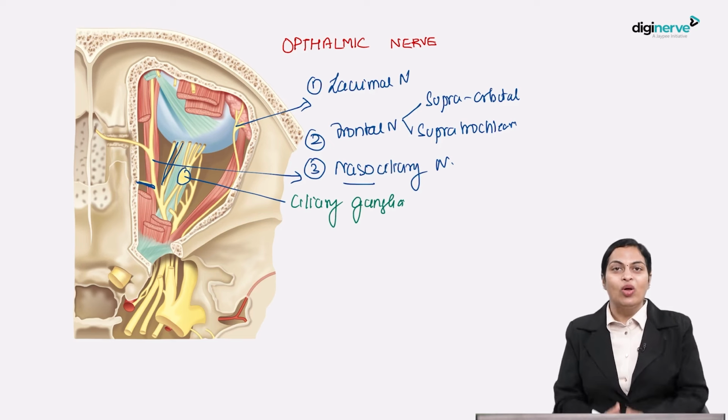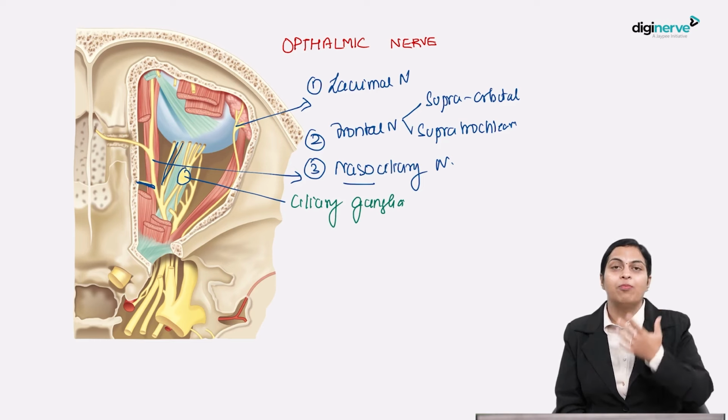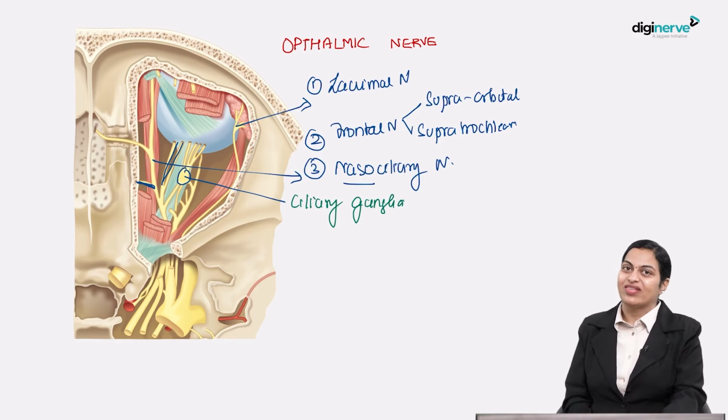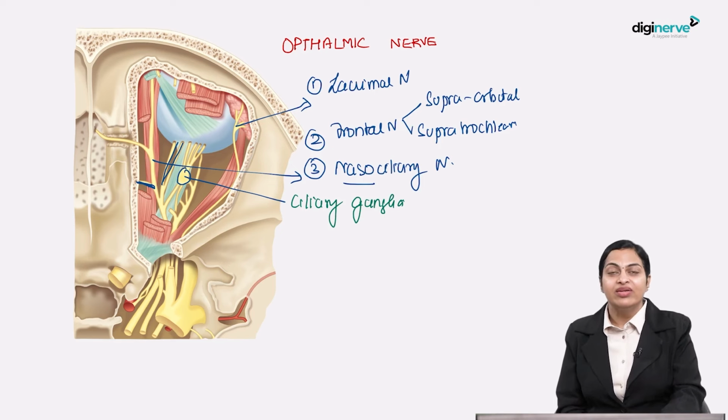So on the whole, you can tell me the ophthalmic division of the trigeminal nerve carries the sensation from the eyeball, okay? And also the skin over the upper part of the face. And through the nasociliary nerve, the nasal cavity also, and the ethmoidal and sphenoidal sinuses, right? The lacrimal nerve innervates the lacrimal gland.